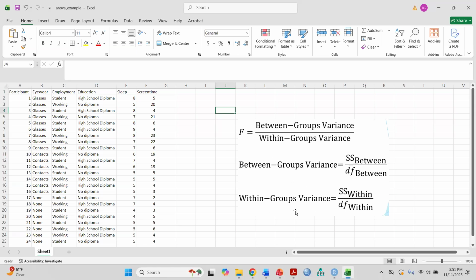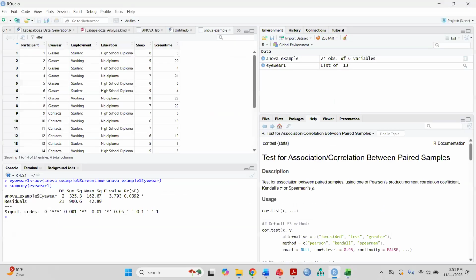Nice. Well, once you have the mean squares between, which is the between groups variance, and the mean squares within, which is the within groups variance, now you can find the F. So all you would do, if you were doing this by hand, is take the mean squares between and divide it by the mean squares within. And 162.67 divided by 42.89 is 3.793. That is our F value.